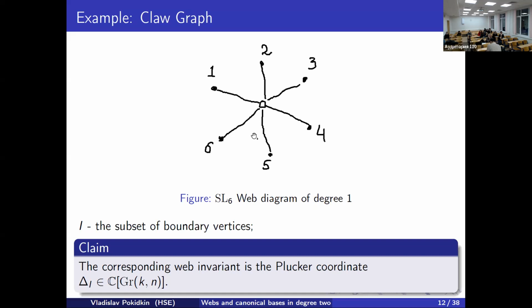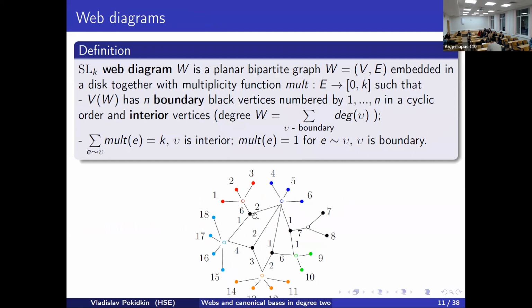And actually, how do we define the degree of this diagram? To define the degree of the diagram, we count the multiplicities. Is it just the number of boundary vertices? Yes.